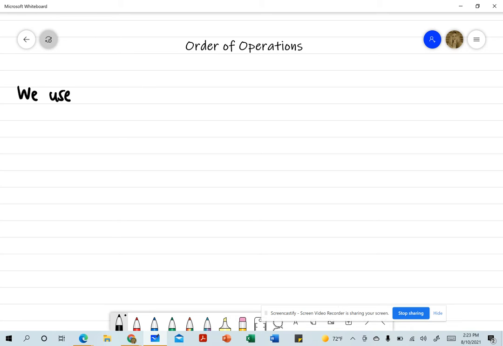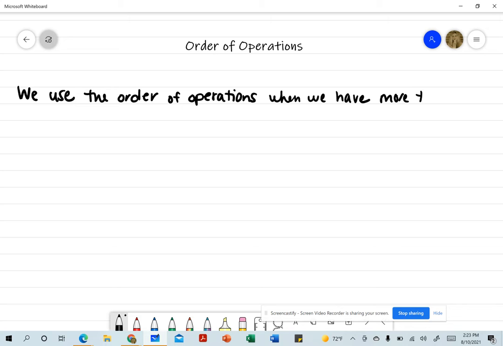We use the order of operations when we have more than one operation in an expression.